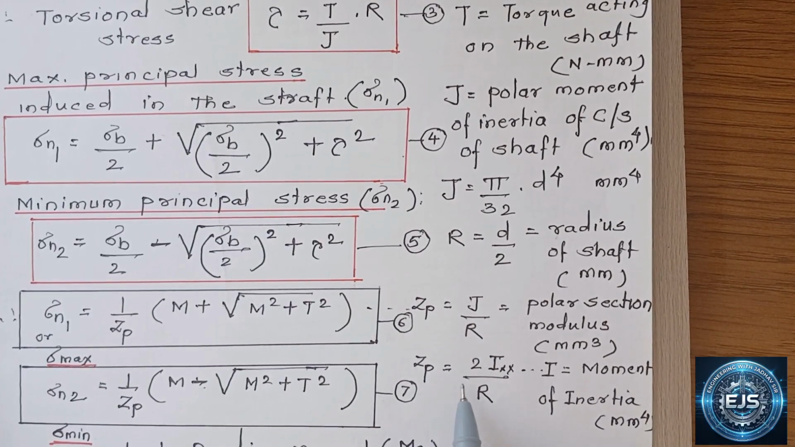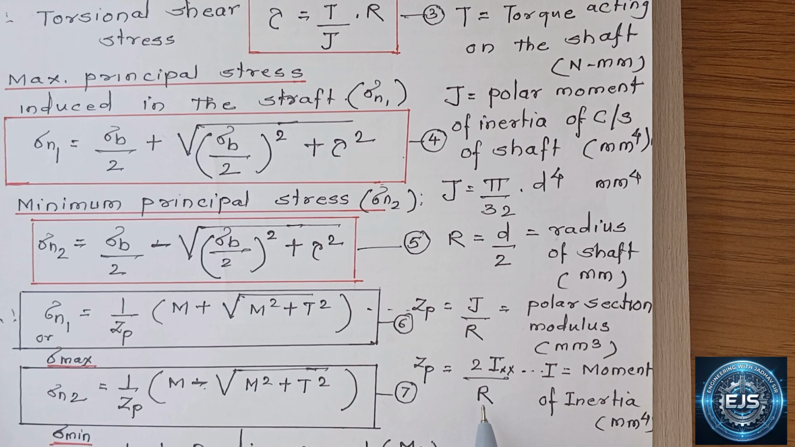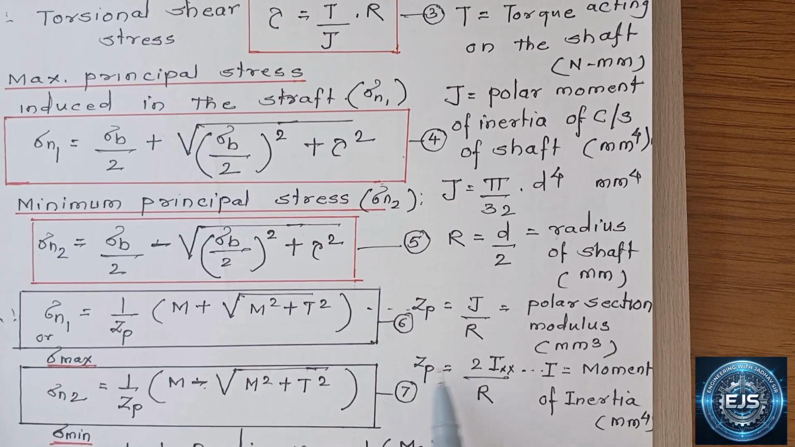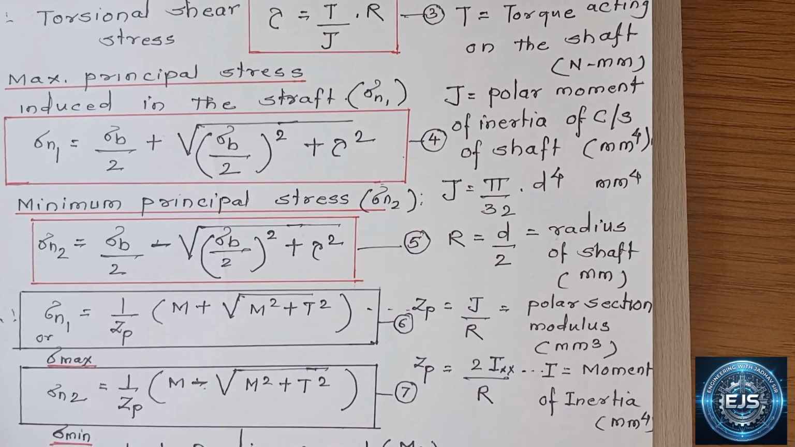Zp is equal to J by R. और J कितना होता है? J is twice of Ixx और twice of Iyy upon radius. Ixx और Iyy सर्कुलर क्रॉस सेक्शन के लिए सेम होता है, Pi by 64 into d raised to 4. राइट. तो Zp हमें इस फॉर्मूले से कैलकुलेट करना है. J by R. J का फॉर्मूला है Pi by 32 d raised to 4. R का फॉर्मूला है R is equal to D by 2.